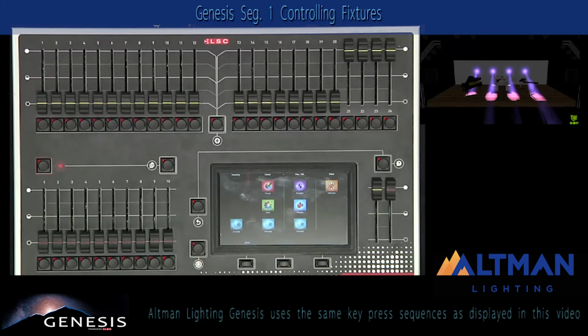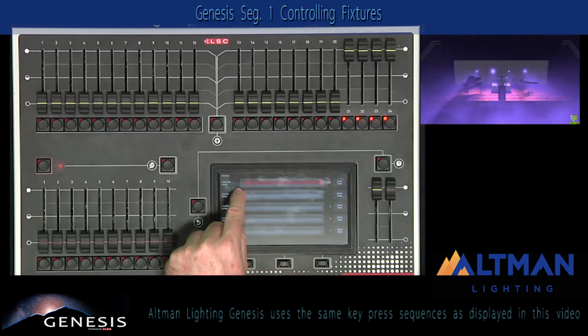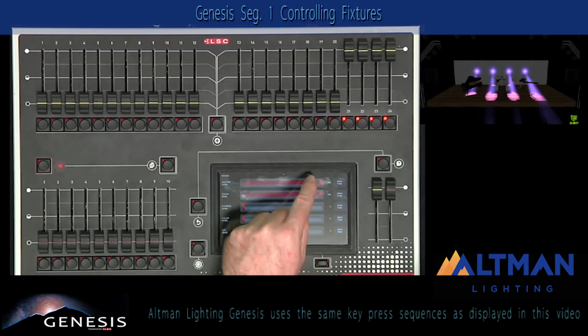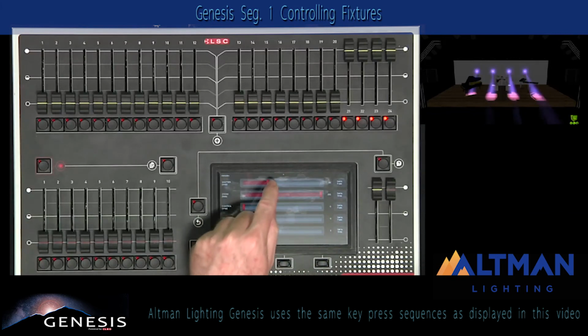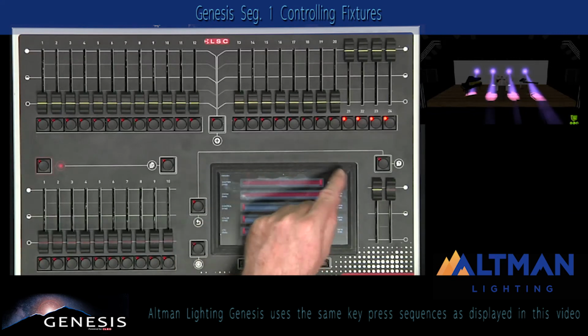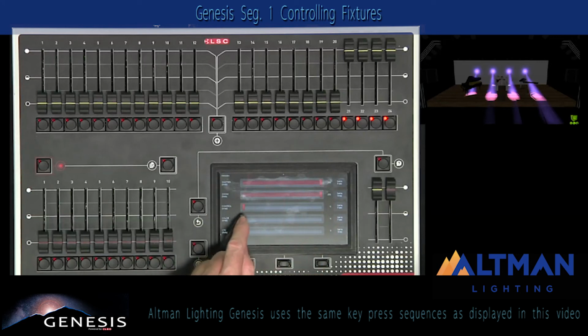All other attributes are controlled by the Others button. For things like zoom, we have a simple slider control, shutter and strobe type effects. Even things like colour wheels and colour temperature correction are all done with simple movement of the sliders.